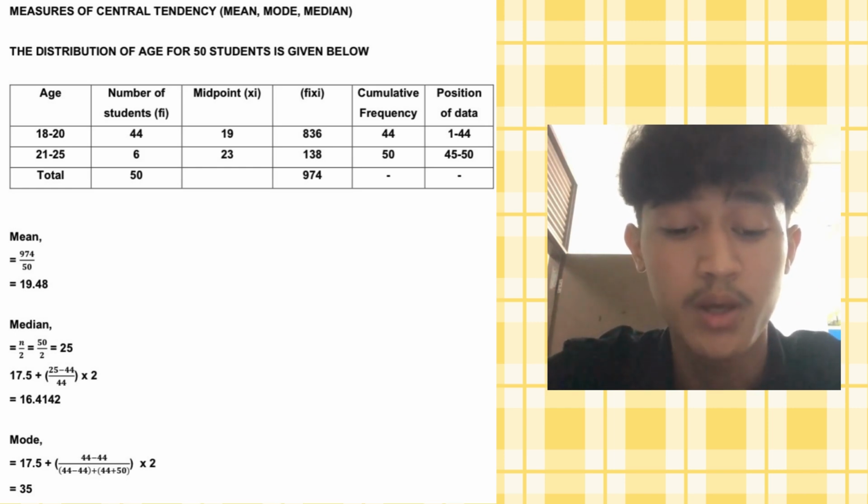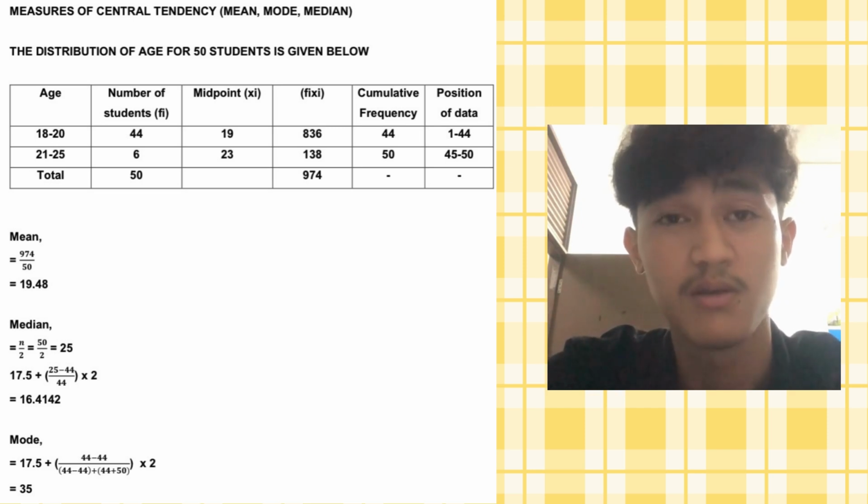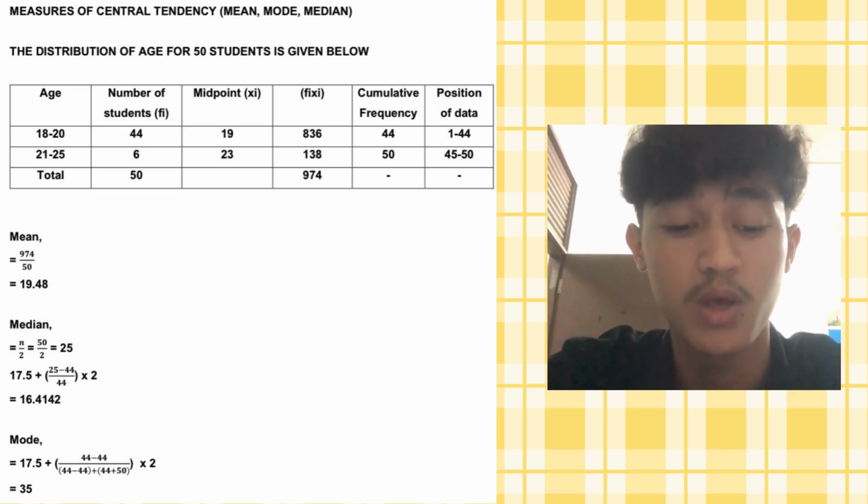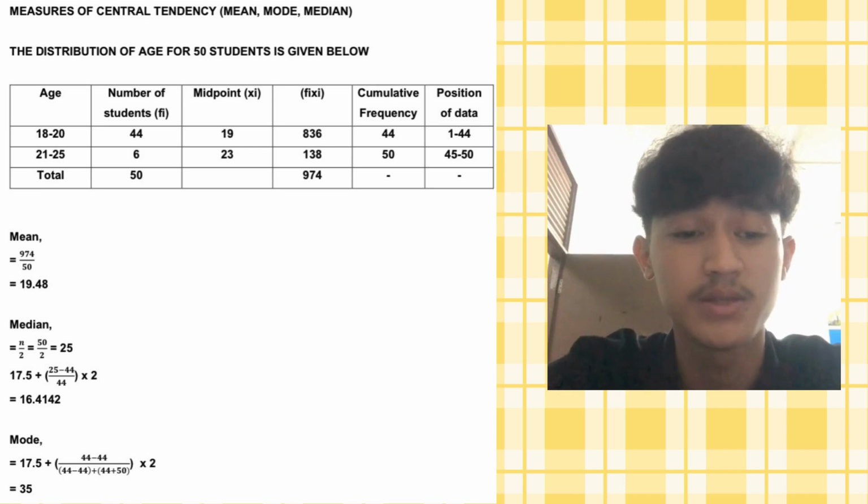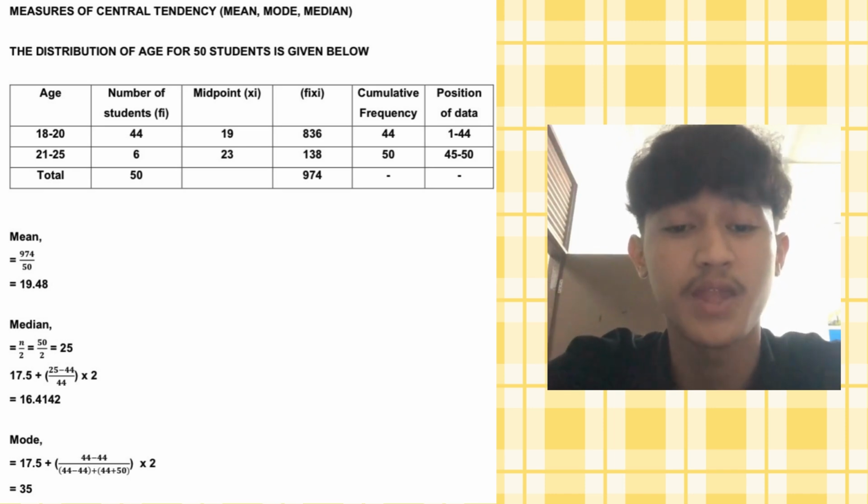For mod, 17.5 plus in bracket 44 minus 44, 44 minus 44 over 44 minus 44 plus 44 plus 50 times 2 equal to 35. Next is measures of central tendency.